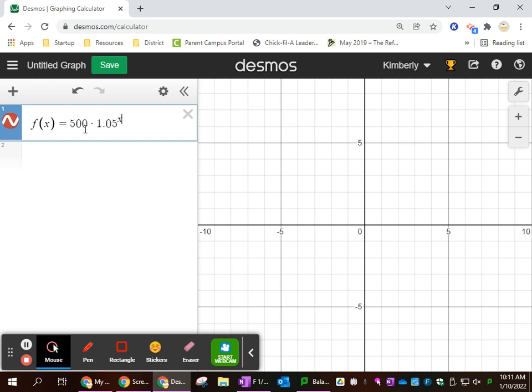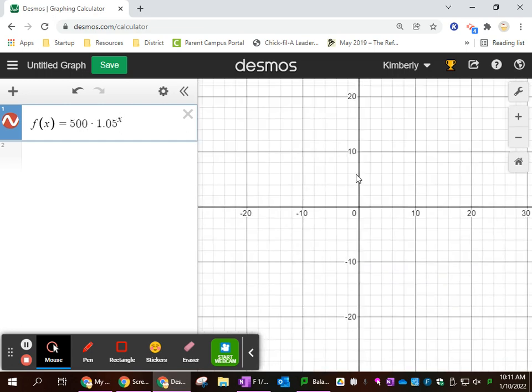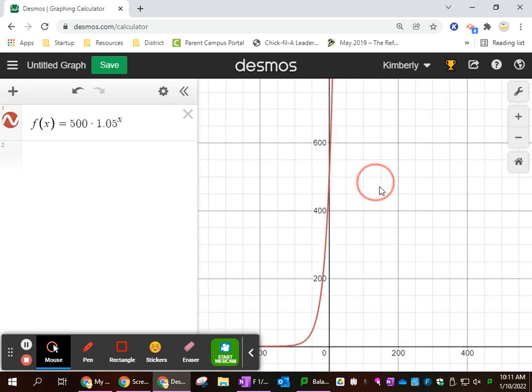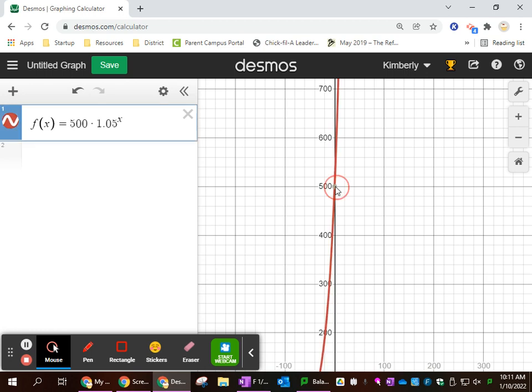Well, remember our initial value is at 500, so I'm just going to zoom out. There it is. All right. So here's my starting value at 500. So time at the beginning or at the start is 0, right? So time is the x and the value is the y. So what's my question here?